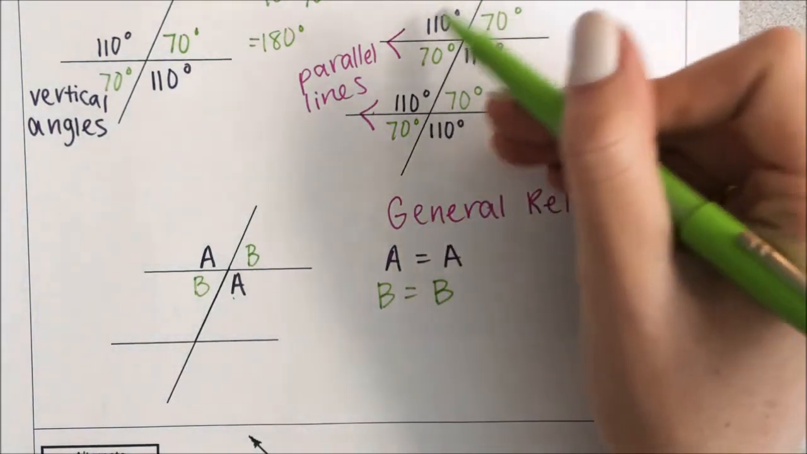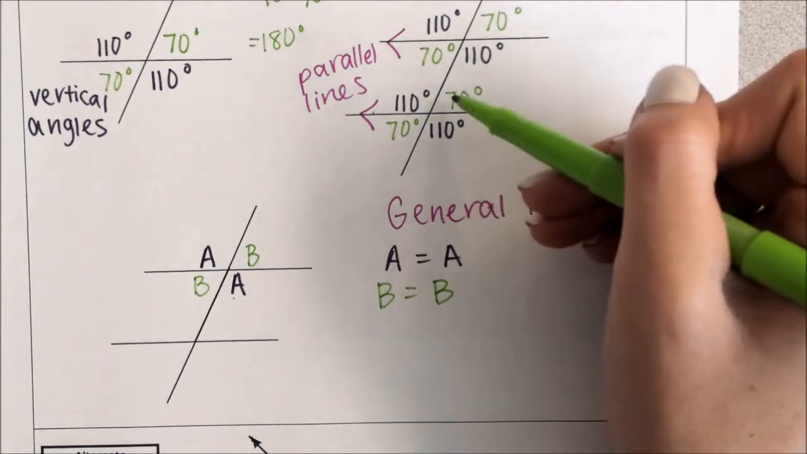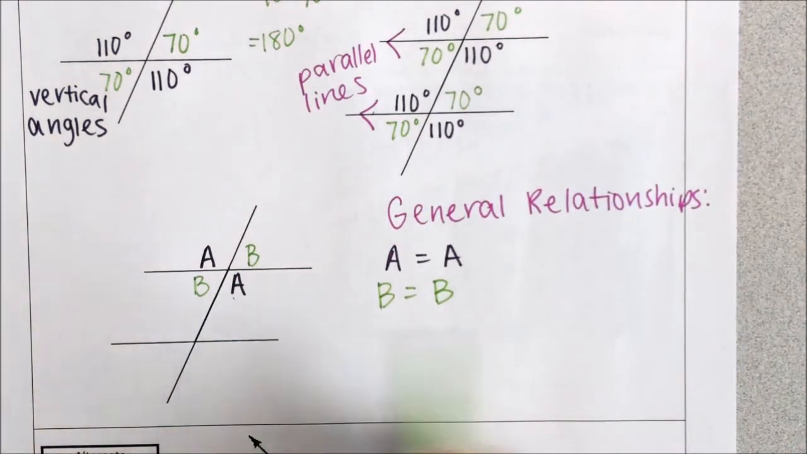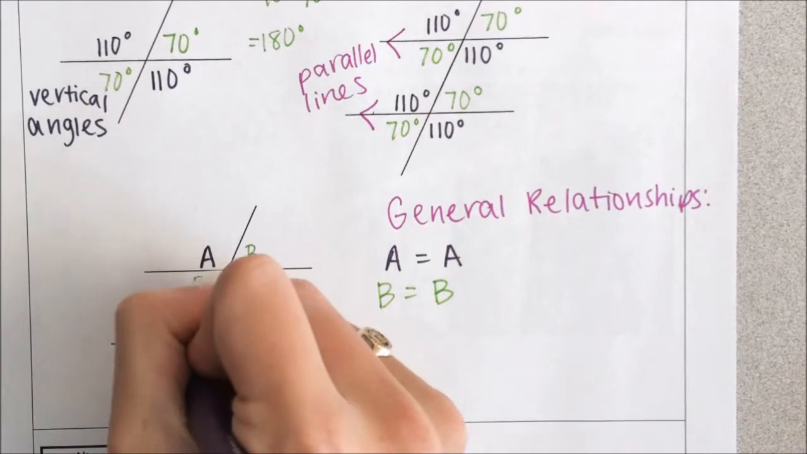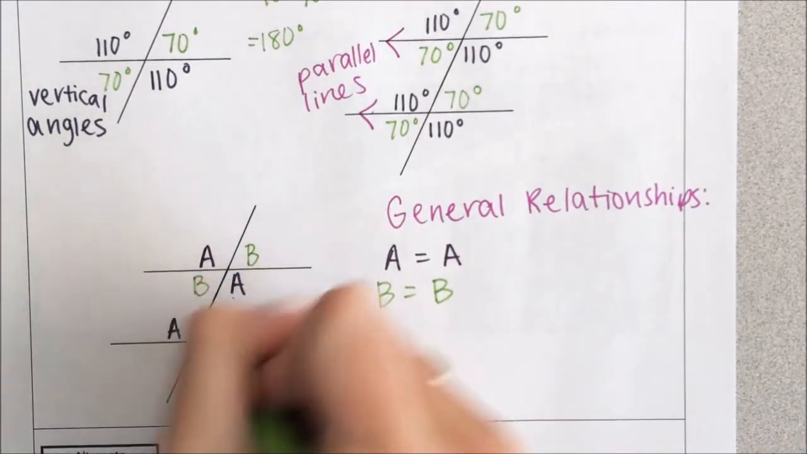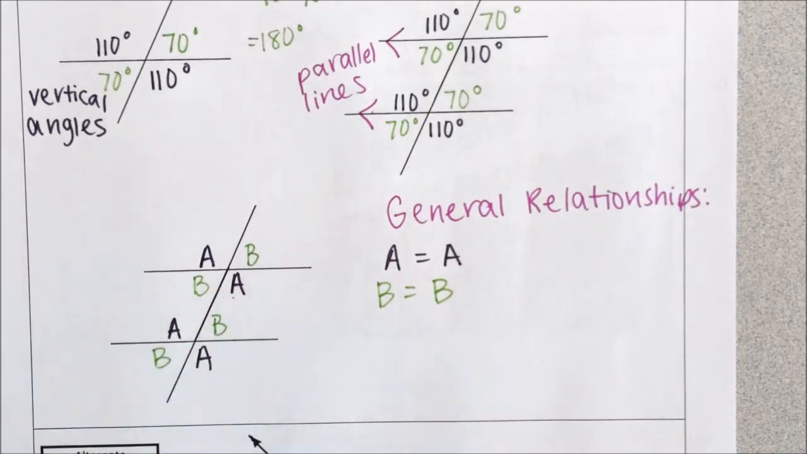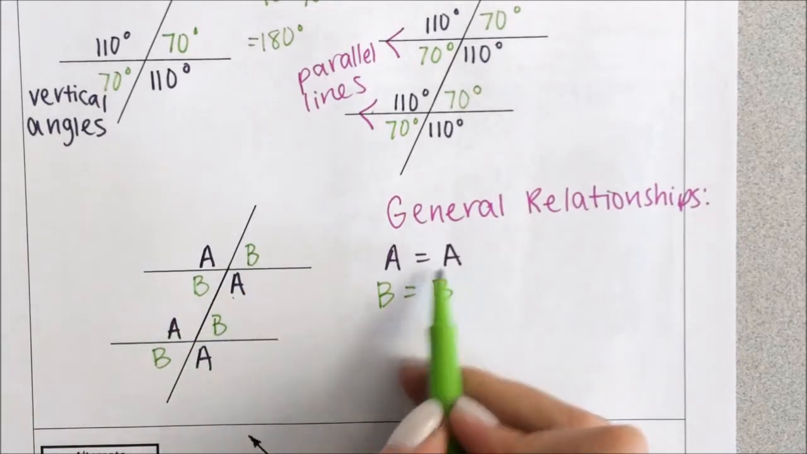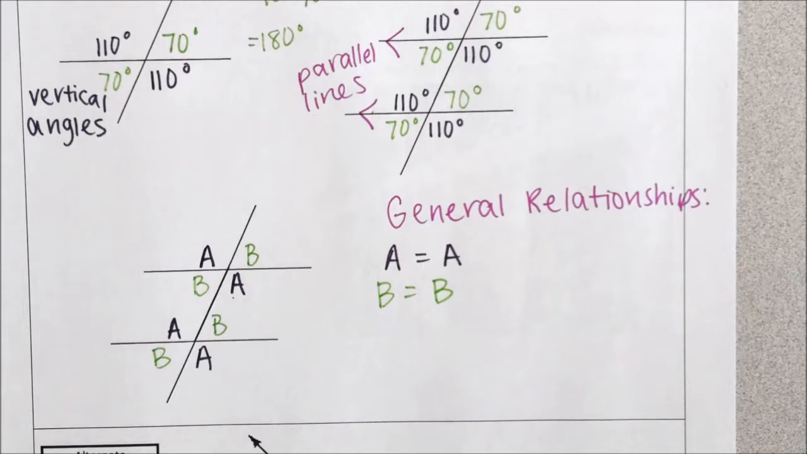And just like we filled in the angles up here and on the bottom, we can use our A's and B's on the bottom as well. So I label A and B and B. So we see that A's are equal to A's, B's are equal to B's.